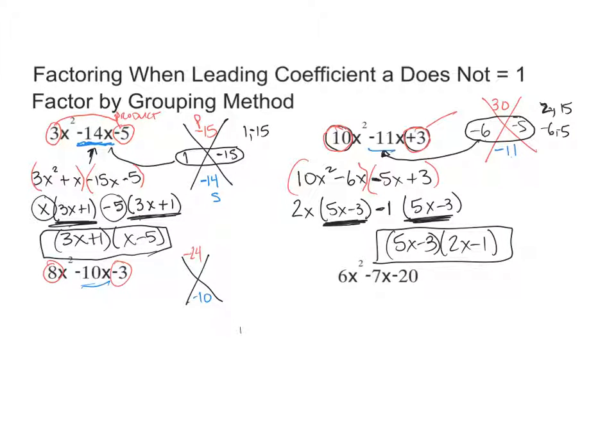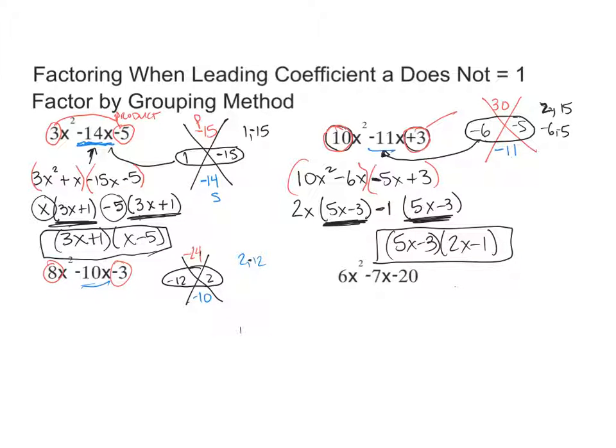You could try 2 and 12. In fact, that's the one that works. So 2 and 12. Notice I need a negative, so I'm going to make the 12 a negative. So negative 12 and a 2. When I multiply these, I get negative 24. When I add them, I get negative 10.